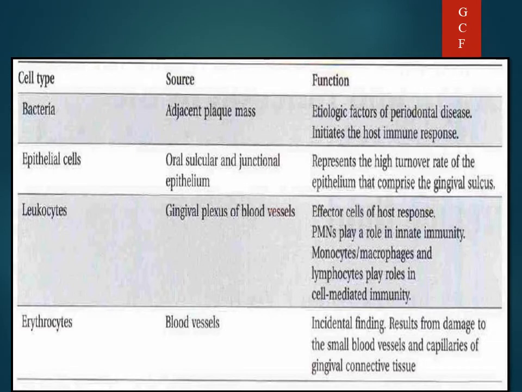So what is the source of these cells? Bacteria, we know, are from your plaque. Epithelial cells come from the oral sulcular and junctional epithelium. Leukocytes come from the gingival plexus of blood vessels. And erythrocytes again are from the blood vessels. So we know the role of each. Bacteria are the etiological agents of disease. Epithelial cells result from the high turnover of the oral mucosa. Leukocytes are the immune cells. And erythrocytes, because of resultant damage to the blood vessels in the capillaries, you can get them.